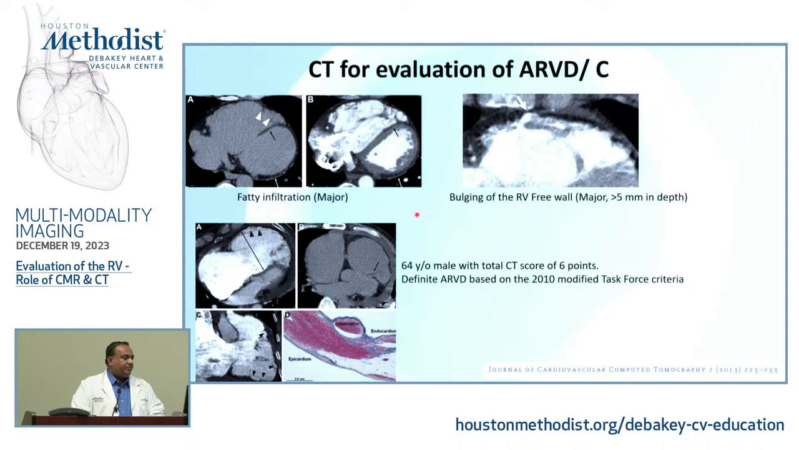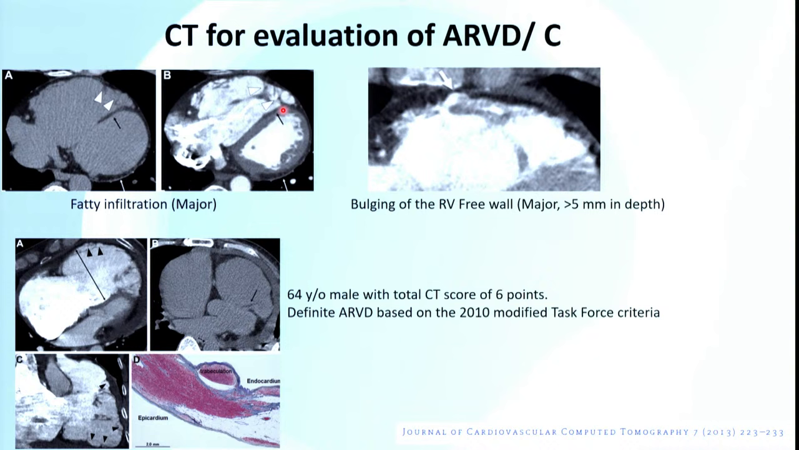These are some of the representative pictures from their paper. So on a non-contrast scan here, you can see there are areas of fat here in the RV free wall towards the apex that you can see here on the post-contrast images as well. So that's fatty infiltration. Here's an area of bulging in the RV free wall. This was more than 5 millimeters, so they called it major and assigned it 2 points.